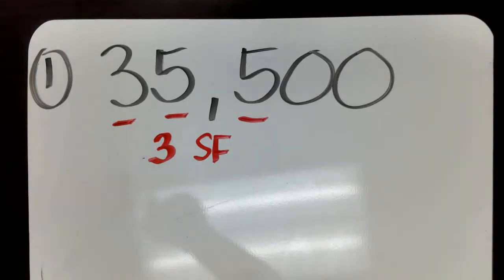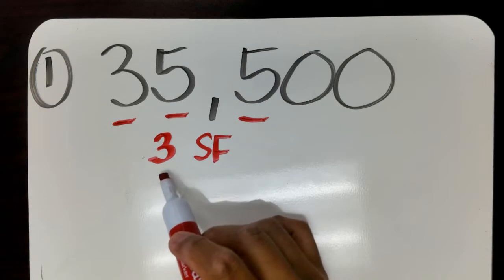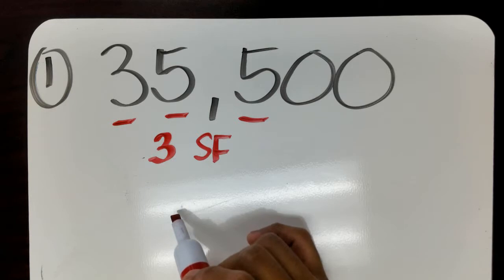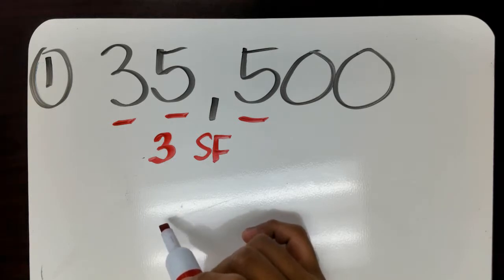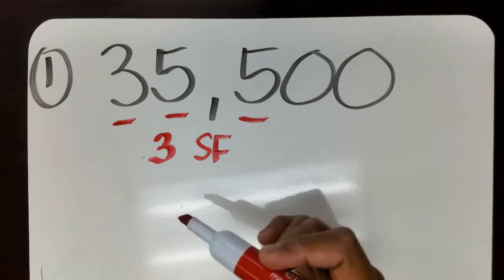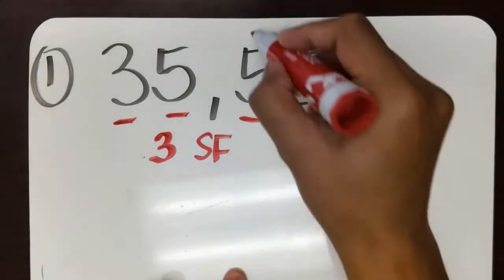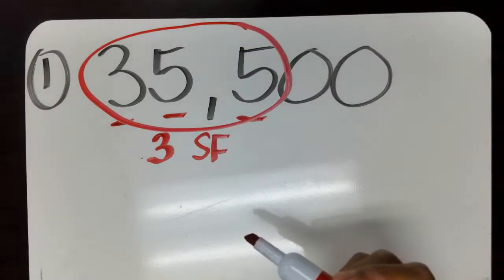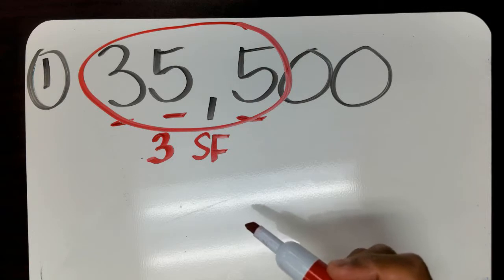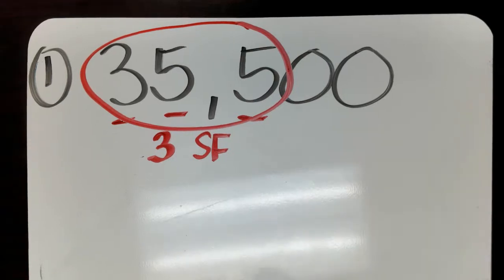So that means in the final answer, you should be sticking to this number of significant figures. If it's 3 in the given, the final answer should be 3 as well, unless otherwise stated. But in this case, it's not stated. So we stick with the number of significant figures in the given. The next thing we need to do, after identifying our significant figures, is to encircle the 3 significant figures to make it easy later on. The next step is we will place the decimal point at the correct place.